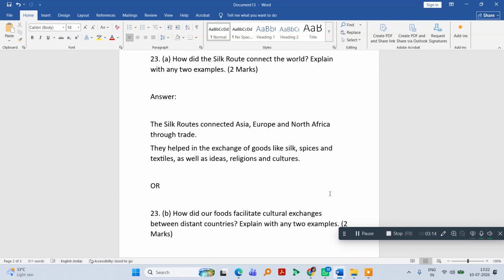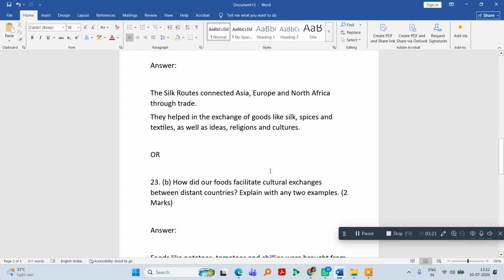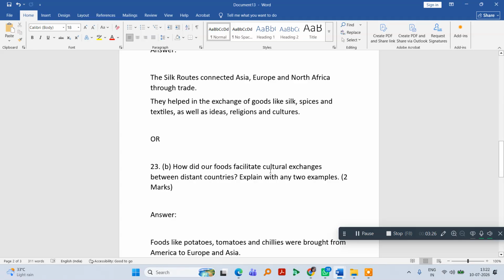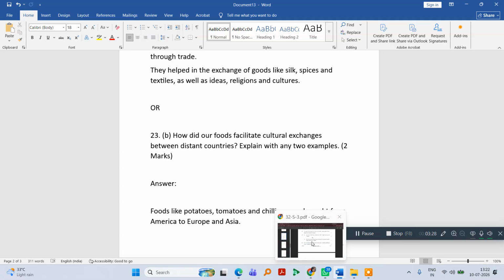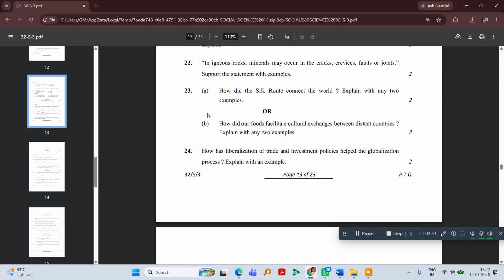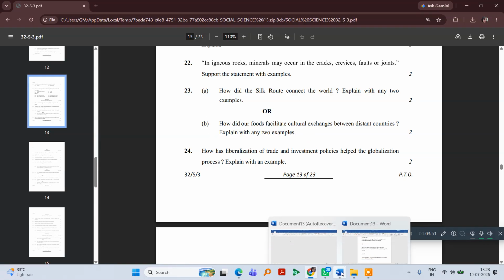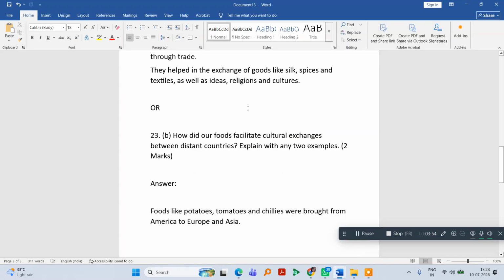The 23rd question, part B, is like this. How did our foods facilitate cultural exchanges between distant countries? Explain with any 2 examples. This is the B part of the 23rd question. There is an option between 23A and 23B. Whatever you know very well, you attempt that question.